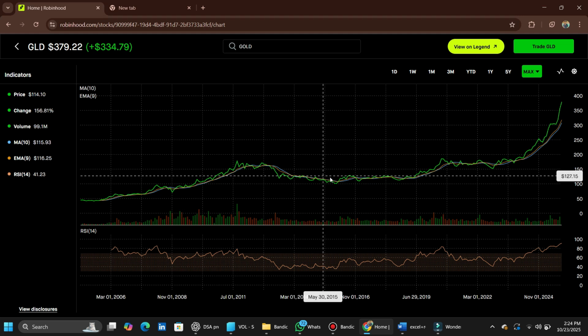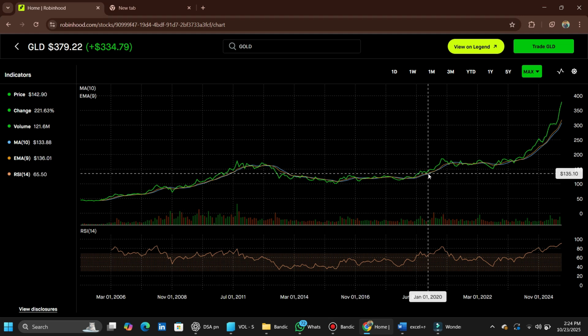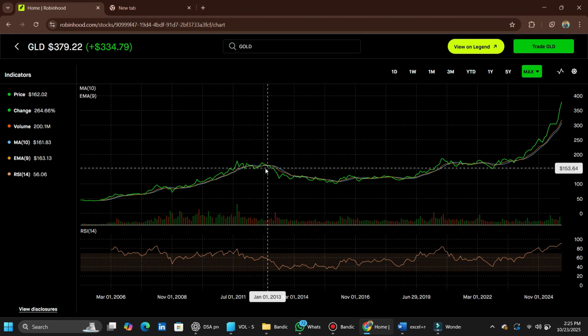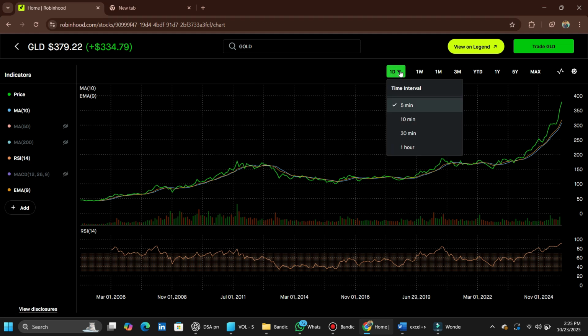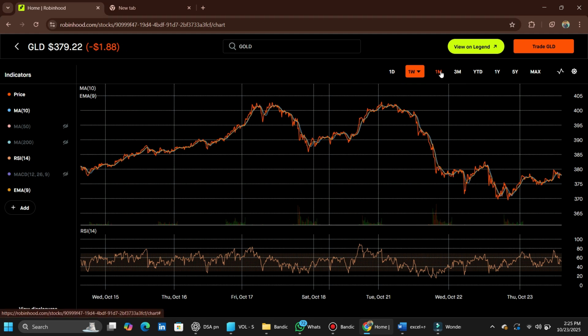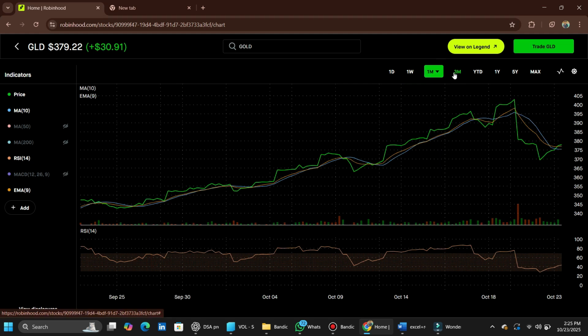Each candlestick shows the price movement within a specific time frame, for example 1 minute, 5 minutes, or 1 day. A green candle means the price went up during that time, and a red candle means the price went down. The body of the candle shows the opening and closing prices, while the thin lines above and below, called wicks or shadows, show the highest and lowest prices reached during that time.